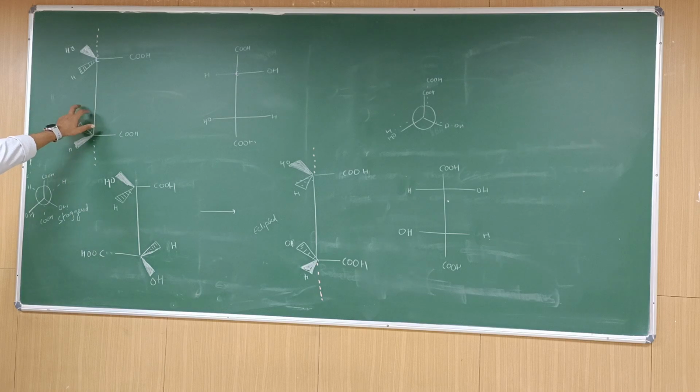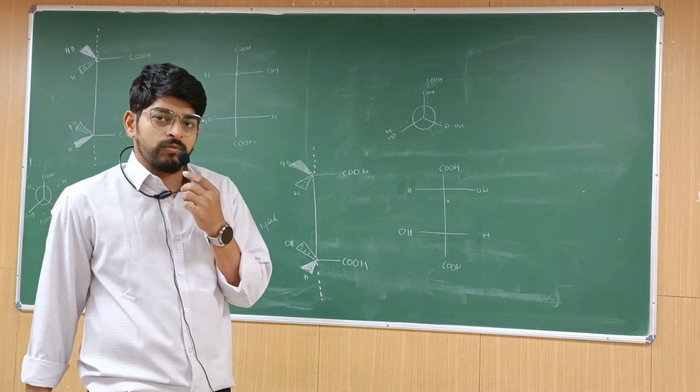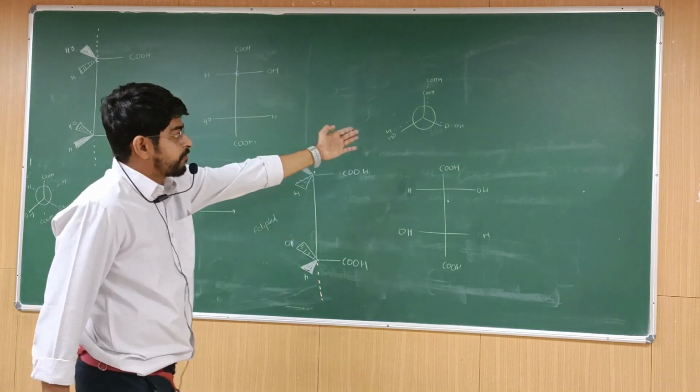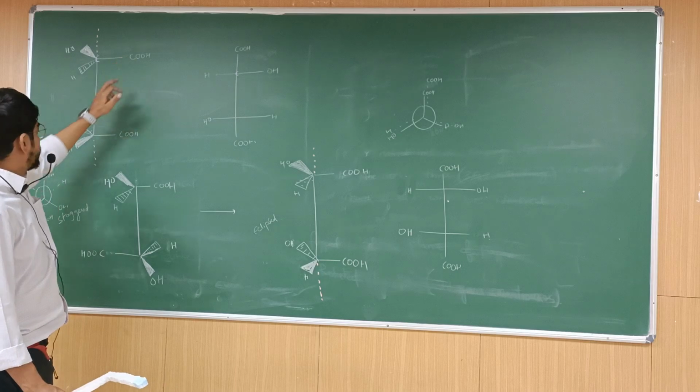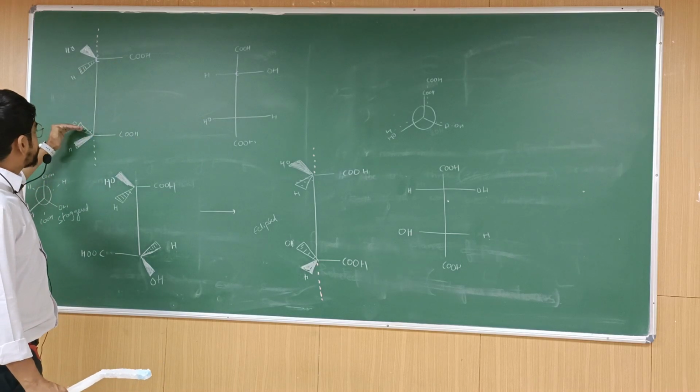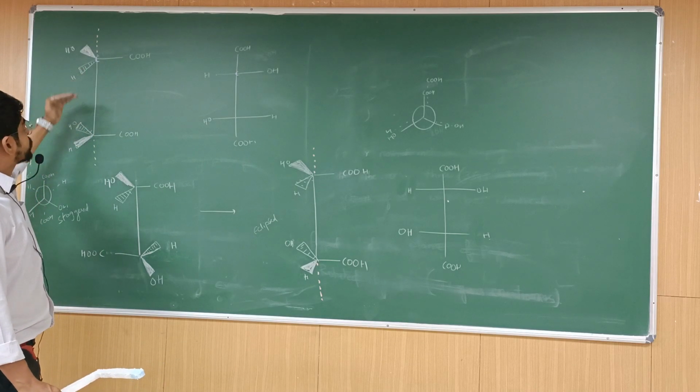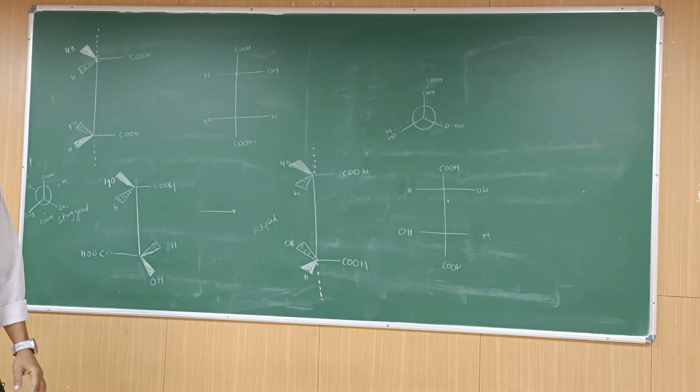This wedge, if you look from this side, that is eclipsed conformer. What is eclipsed conformer? Eclipsed conformer somewhat looks like this. Behind the COH there is a COH. Behind one group there is some group. Behind this group there is another group. Behind this group there is this group. So all groups fall behind each other.